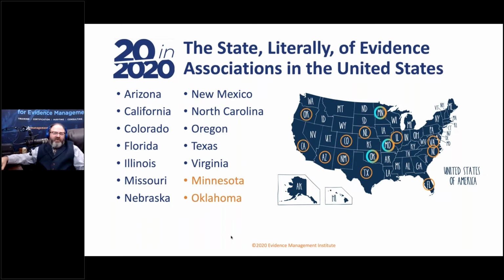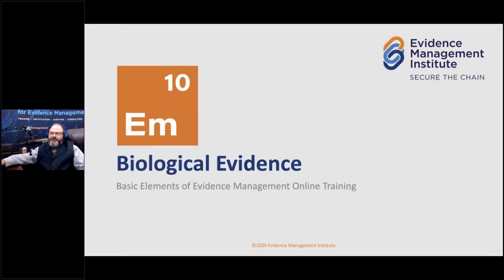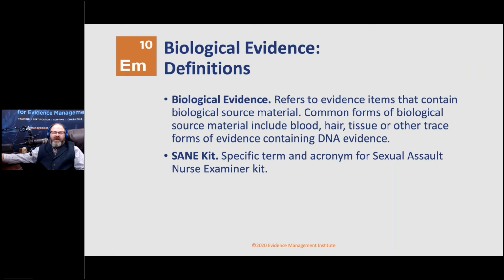Good. So we'll move on to biological evidence. When we're talking about biological evidence, I'll stop down and I'll just define it. When I talk about biological evidence, it's a kind of an elusive definition. So we're going to use the definition of evidence items that contain or may contain or are believed to contain biological source material. Now, that can be blood, hair, tissue, or other trace evidence. But if you believe that it contains or it's submitted because it contains biological source material, that's what we're going to use as our definition for biological evidence.